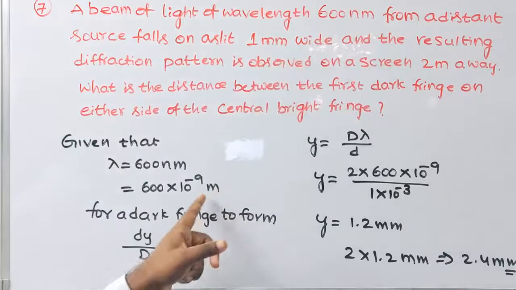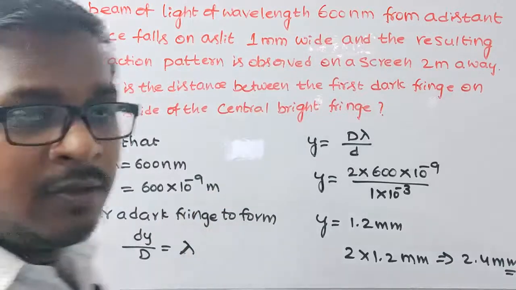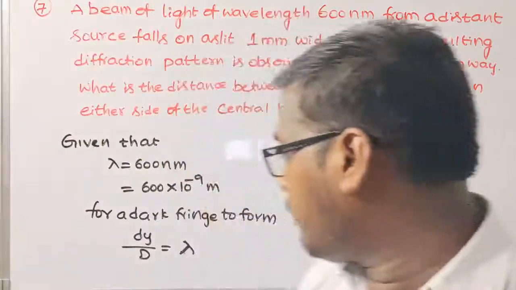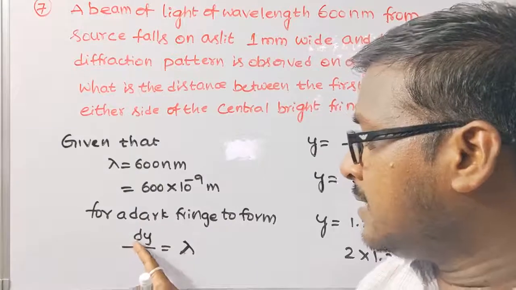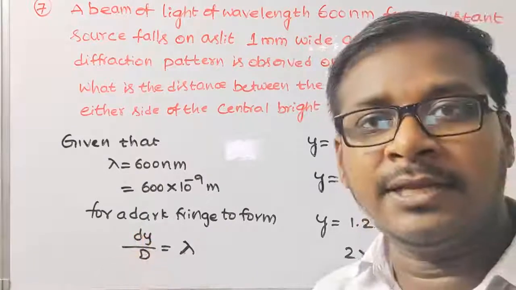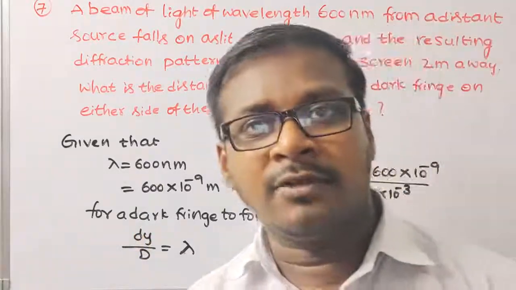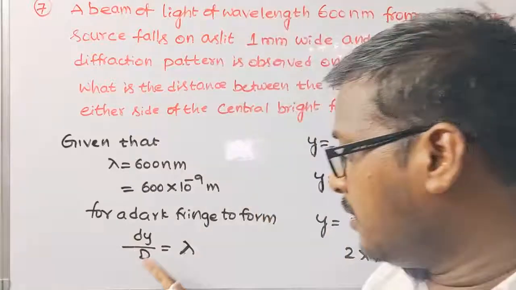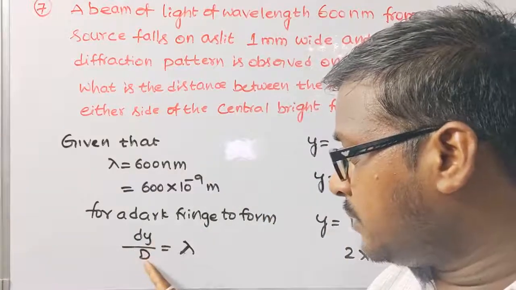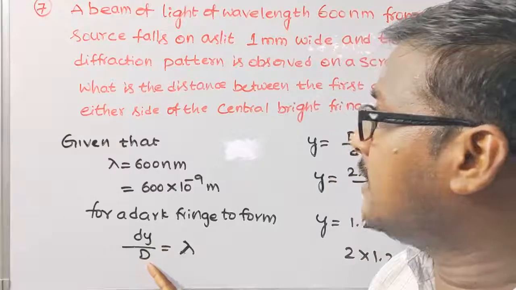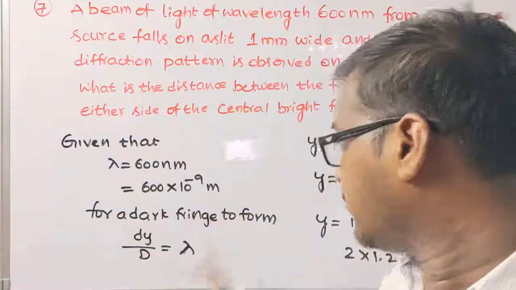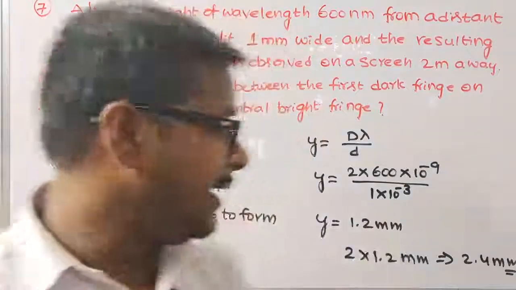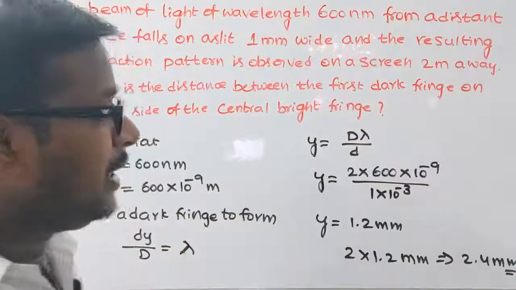First, in this problem, lambda is equal to 600 nanometer, 600 into 10 power minus 9 meter. For a dark fringe to form, dy by D is equal to lambda. Small d is the slit width, 1 millimeter, to convert to meter, 1 into 10 power minus 3 meter. Find out y, student. Next, D is the screen distance, 2 meter away. Then y is equal to 1.2 millimeter.